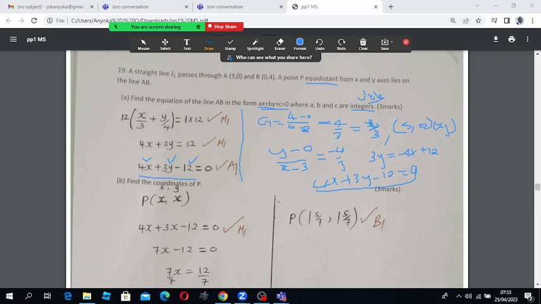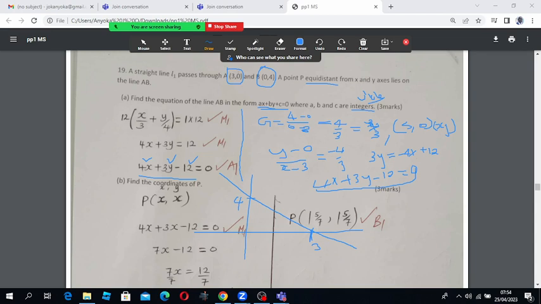But let us see the approach that the marking scheme has given us. The marking scheme is giving us the approach by identifying that A is the x-intercept because it is 3, 0. B is also the y-intercept because it is 0, 4. So this is a straight line behaving in this manner, cutting here at 3 and cutting this one at 4.